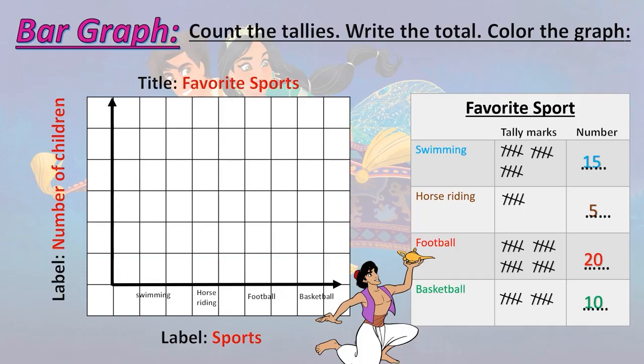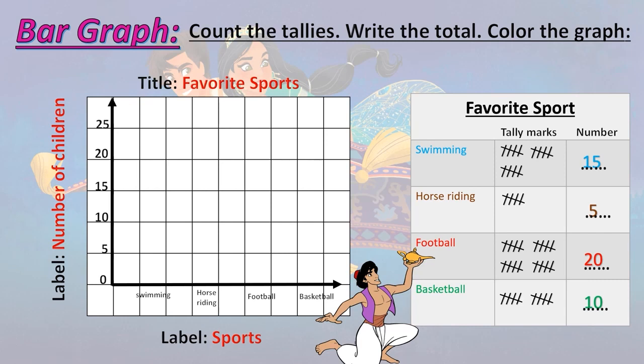So in the vertical axis we have to write the number of children in a scale. Should your scale be ones, twos, fives, or tens? Look at the number of children. I have 15, 5, 20, and 10. So the suitable scale is 5s. It means we have to jump by 5 or skip count by 5. Now I will start at 0, which is the meeting point of the 2 axes, and then skip count by 5. So I will write 5, 10, 15, 20, 25.